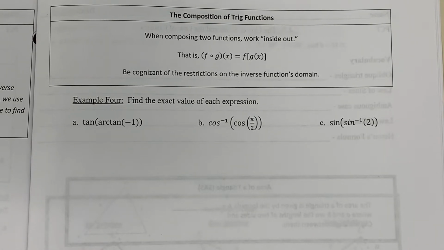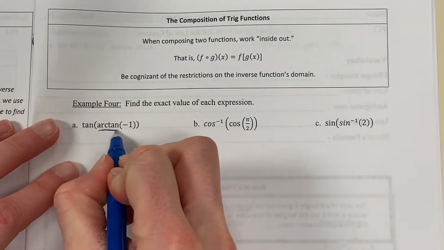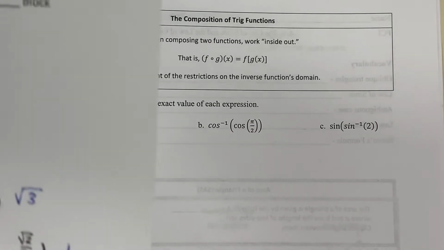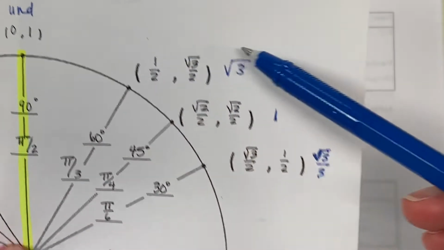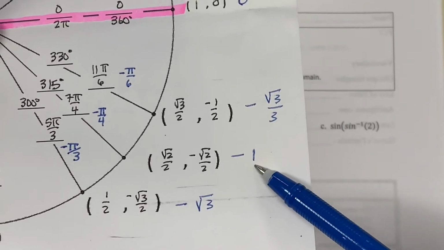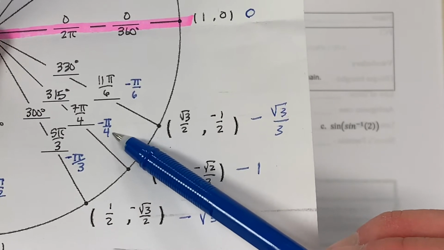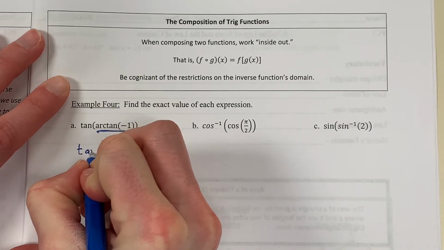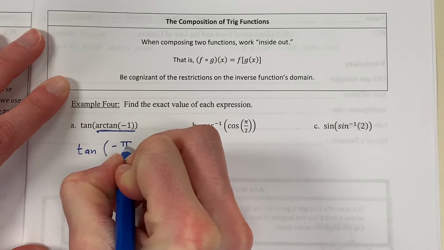In letter A, we're going to start with what's inside the parentheses first, which is arctangent -1. Anytime I see arctangent or tangent inverse, I'm asking myself the question, for which angle? So for which angle is tangent -1? Now, tangent is restricted to quadrants 1 and 4. So when I look at my tangent in quadrants 1 and 4, it is -1 here at -π/4. So that means I'm going to replace arctangent -1 with -π/4.